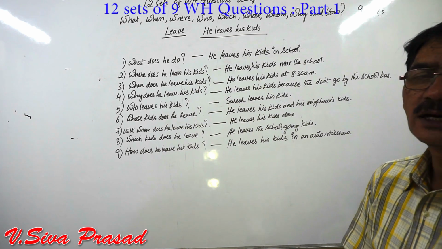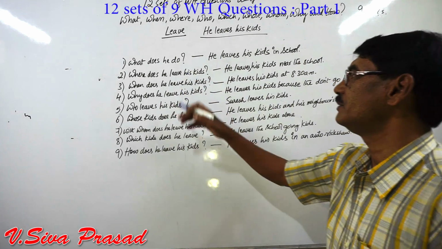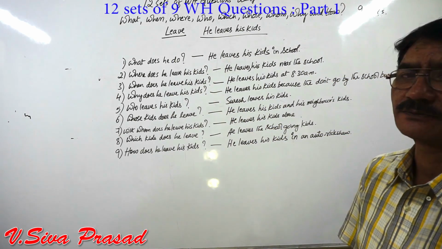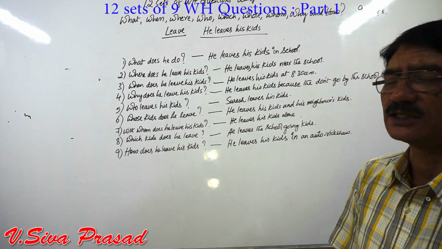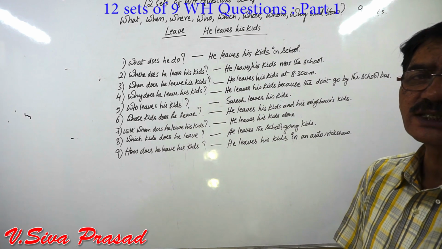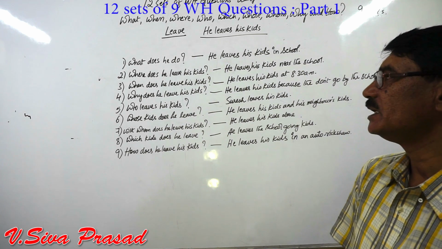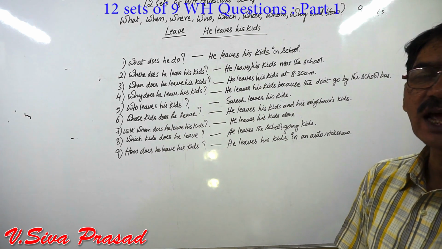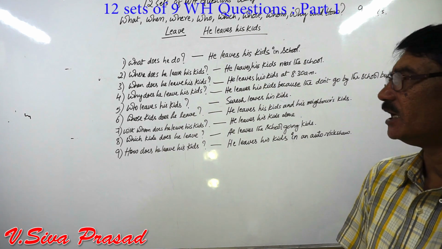Now we are going to the ninth one. What will he have done? He will have left his kids. Where will he have left his kids? He will have left his kids near the school. When will he have left his kids? He will have left his kids at 8:30 a.m.